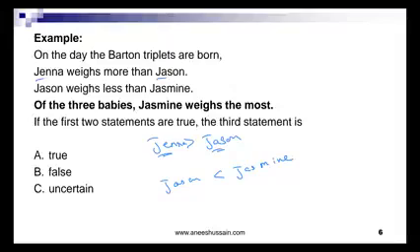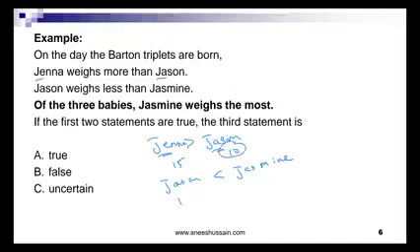Okay, so Jenna is greater than Jason and Jason is less than Jasmine. Of the three babies, Jasmine weighs the most. Is this correct or not? So let's say Jenna is more than Jason, so Jason को 10 लेते हैं and Jenna is 15, greater than 15. Greater than 10 तो 15 लेते हैं.